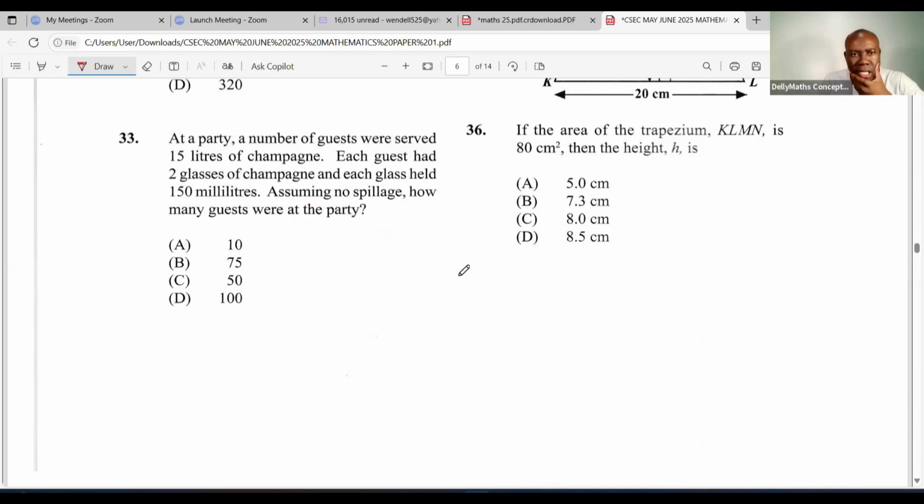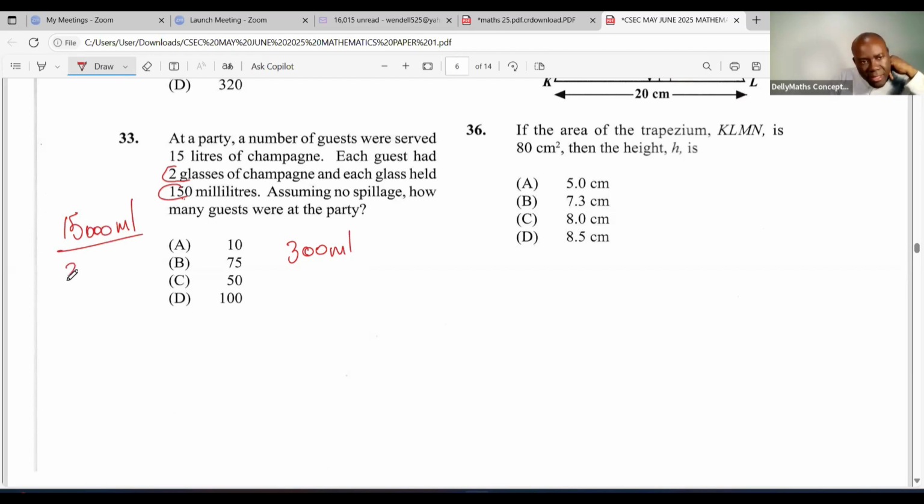33. At a party, the number of guests are 15 liters of champagne. So they serve 15 liters of champagne. Each guest had 2 glasses. This is a repeat question. Assume that no spillage. How many guests were at the party? Oh, you could work this out quickly. So you could see every guest has 2 glasses with 150 in it. So each guest has 300 milliliters. We have 15 liters, which is 15,000 milliliters.